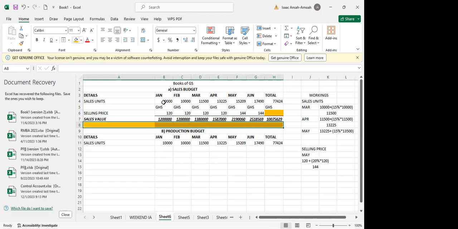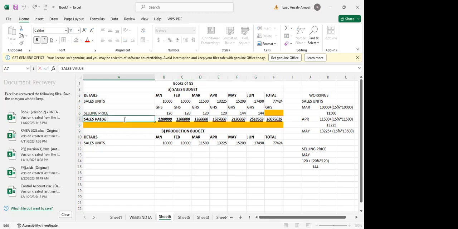So the sales value is just a function of the selling price and the sales unit, right? So we said the sales unit multiplied by selling price gave us the sales values. That's what we said. Okay, but the total part is what I don't get. This one? Because we don't have a selling price at the total part. Yeah, so we added everything from January to June. Oh, okay. All right. Thank you. We are adding everything.